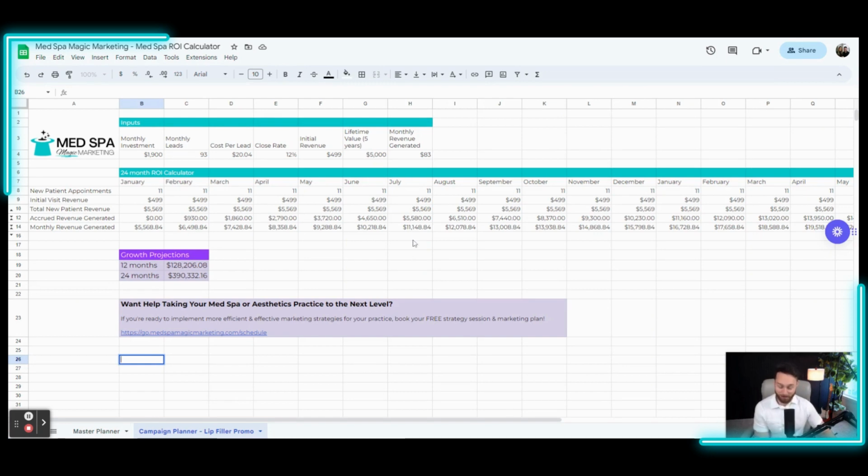It doesn't help you actually project growth, how much revenue you're generating from your marketing efforts, and what the business is going to look like 12, 24, 36 months down the road. So I created this calculator to solve that problem.